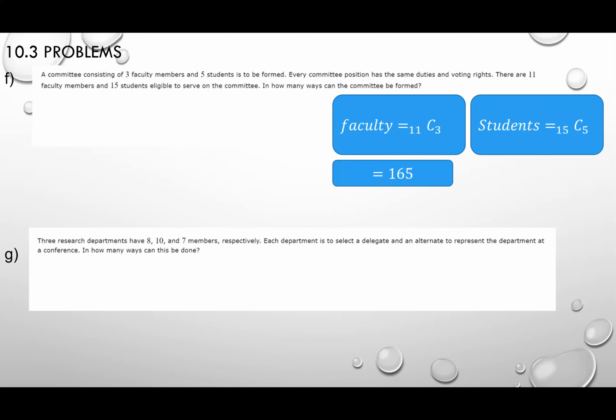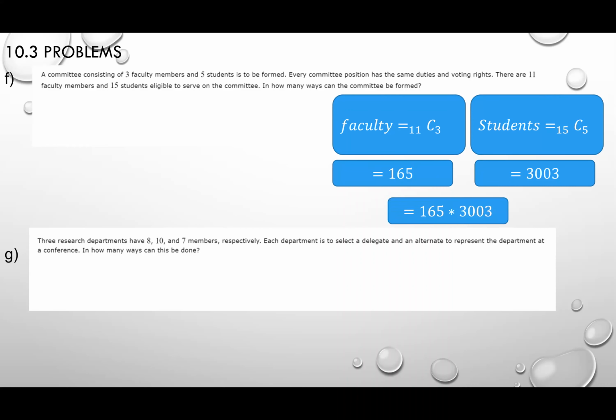And then you have to do the students by themselves, which is now I am guaranteed that I have 163 ways to choose 3 faculty from a group of 11, and I have 3,003 different ways to choose 5 students from a group of 15 students. So this is what we need to do: we need to do each of them separately. And once you have each of them separately, the fundamental counting principle comes into place.